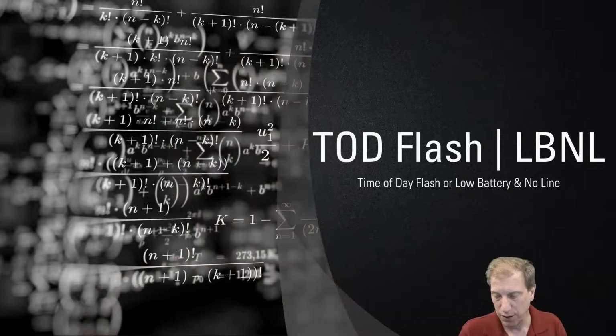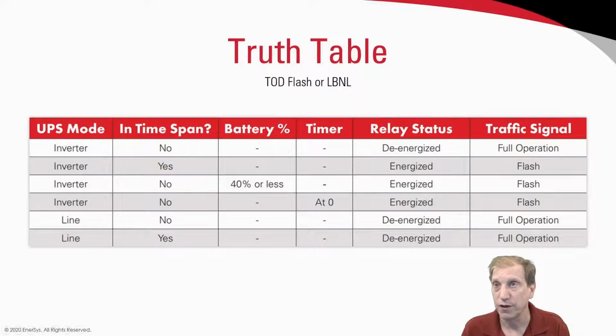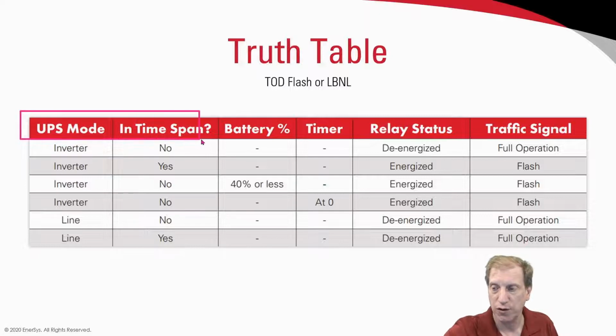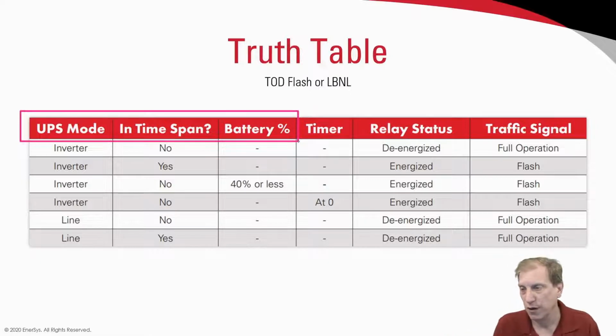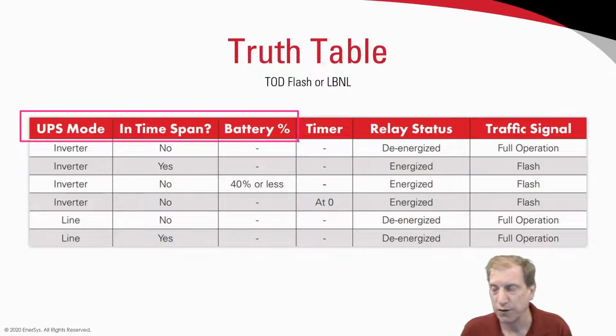So let's take a look at the truth table then. Okay, so here we are, a much bigger table, but we are monitoring very similar things. UPS mode, in time span, and battery percent are for sure what we're going to monitor. You could also do something with timer, but we're not in this case. I'm just going to reference it as an option. Most of our users are basing things off of battery percent when they go to flash. Some will do timer too.